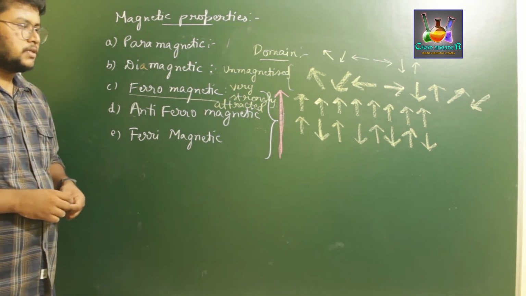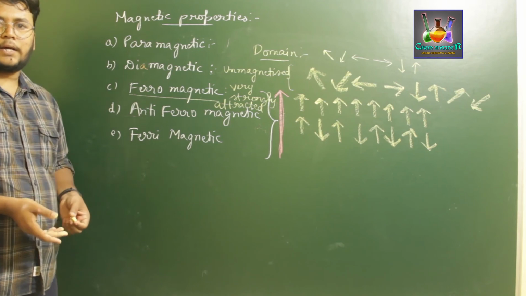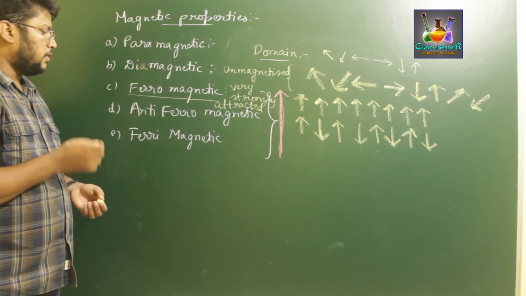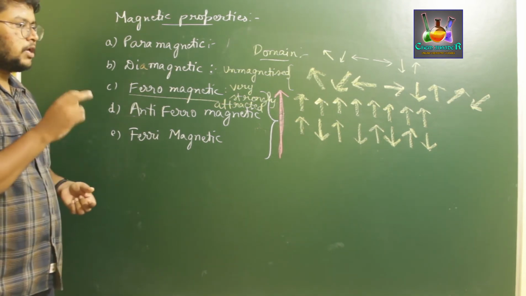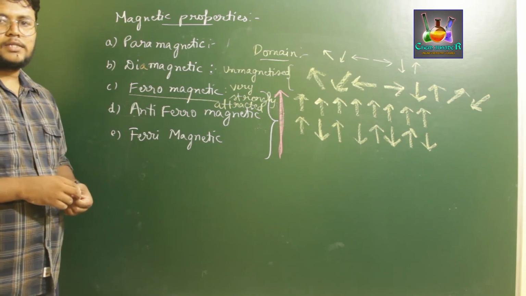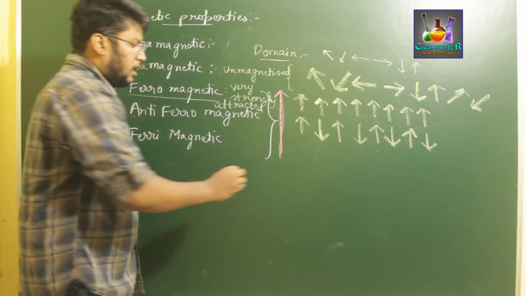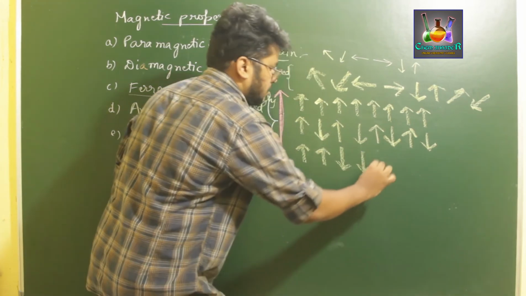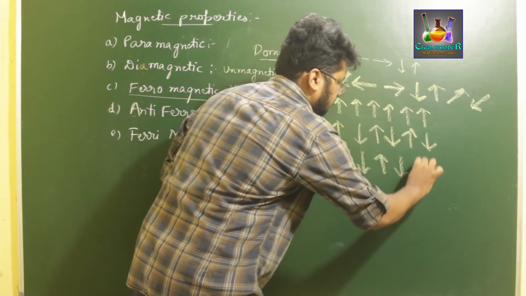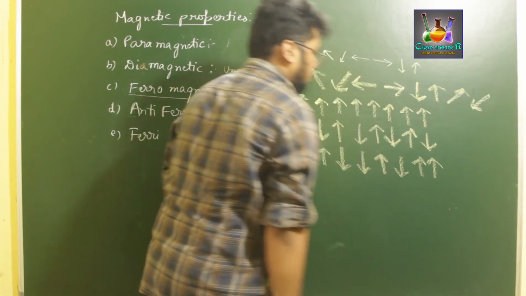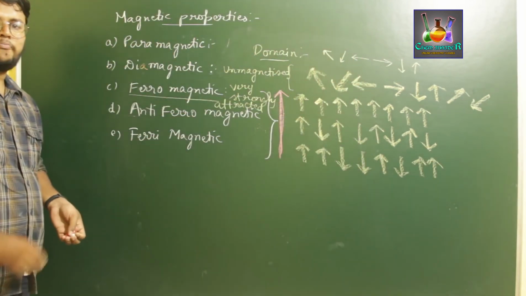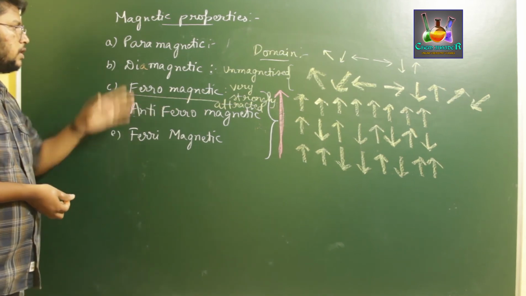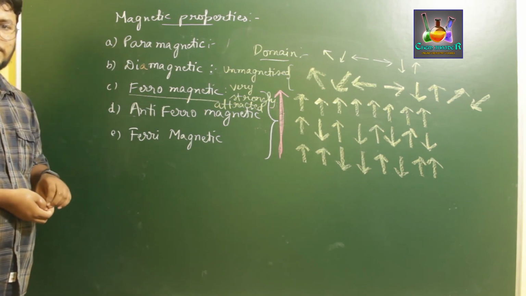Now for the ferrimagnetic substances, we observe parallel and unparallel alignment of domains with respect to the applied magnetic field, but the difference between it and antiferromagnetism is that the number of parallel and unparallel domains will not be equal. That is, it will be a disordered arrangement of parallel and unparallel domains, like this. So this is an unequal distribution of parallel and unparallel domain alignment with respect to the direction of the magnetic field. So these are the different types of magnetic substances.